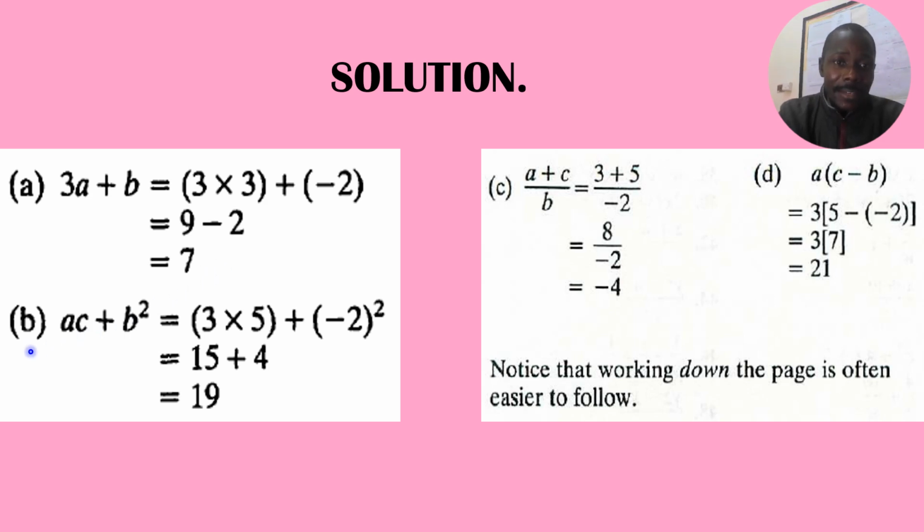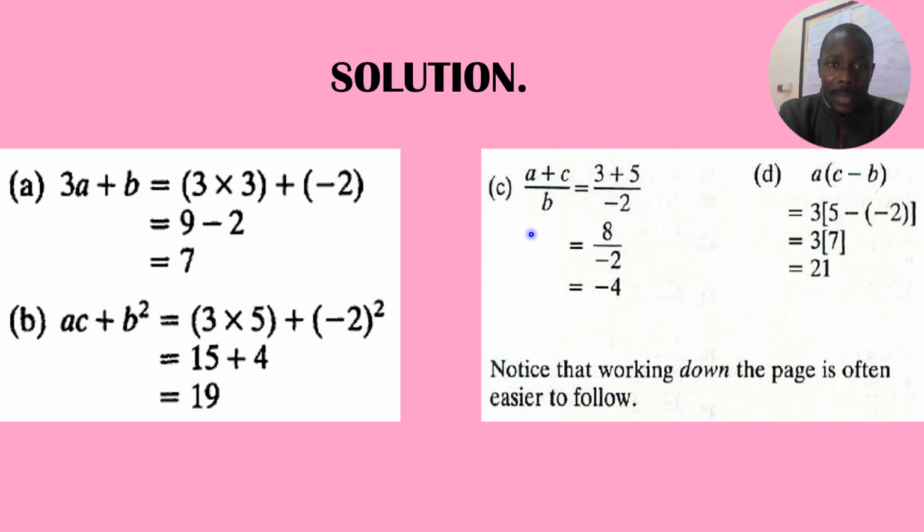Okay. Then for b, we have ac plus b squared, which is going to give us 3 times 5 plus negative 2. Okay, plus, so positive, negative there, we're going to have a negative there. Now you discover that this which is inside is being raised to a power of 2. So negative 2 raised to the power of 2, what we're going to have is a positive 4. This is the positive that you're able to see there. So 3 by 5, now we have 15 plus 4, which is giving us 19.